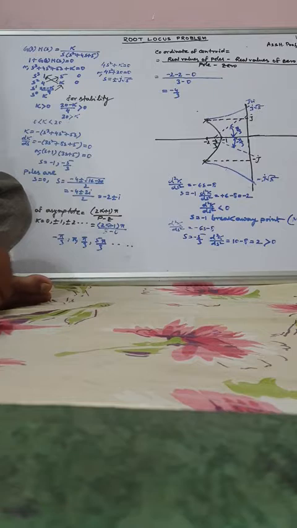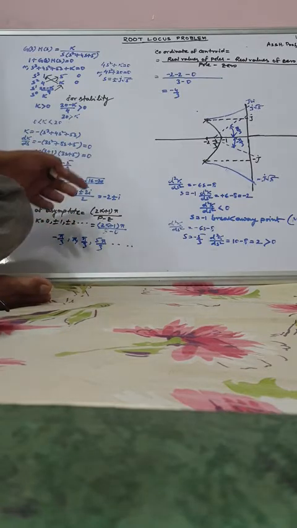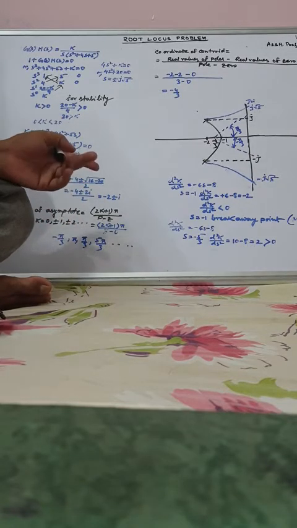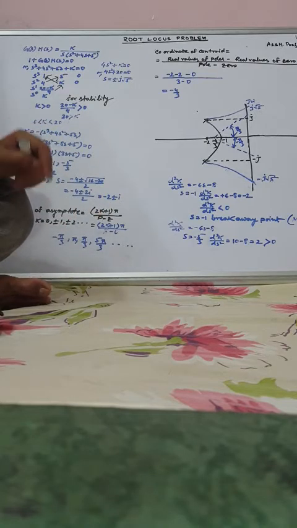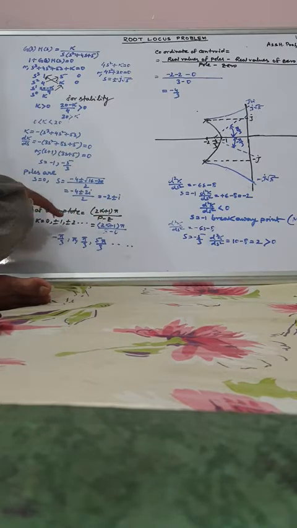Then again, you will have to find out the angle of asymptote. The formula is the same as the previous formula: (2k plus 1) into pi divided by number of poles minus number of zeros. So (2k plus 1) into pi divided by 3 minus 0. So put k is equal to 0, plus minus 1, plus minus 2. So pi by 3, minus pi by 3, 5 pi by 3, etc.